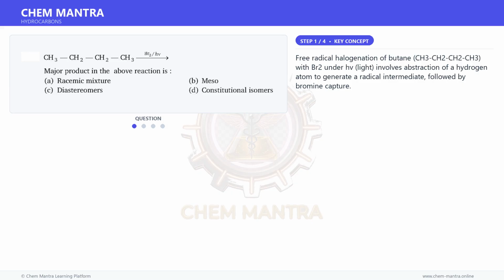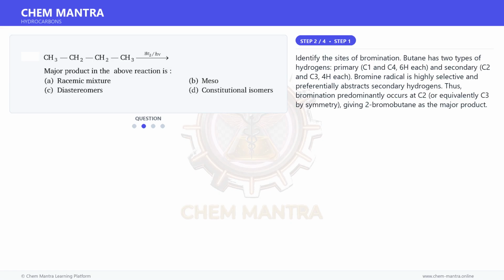Free radical halogenation of butane, CH3-CH2-CH2-CH3 with Br2 under hv, light, involves abstraction of a hydrogen atom to generate a radical intermediate, followed by bromine capture. Moving on to the next step.